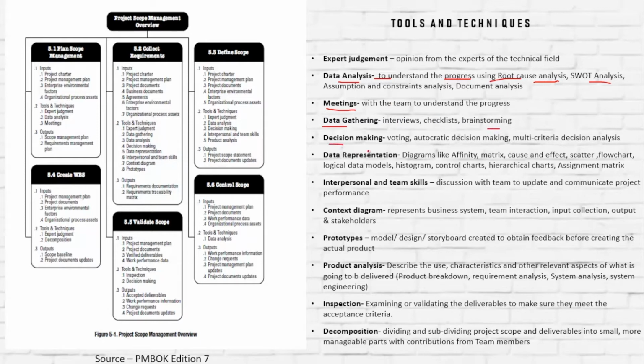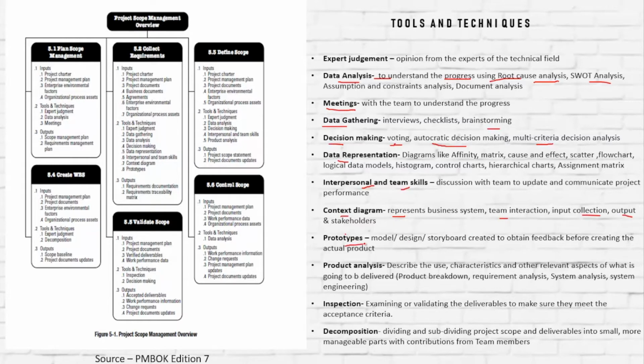Then there is decision making, autocratic decision. You can just make a decision. If you want multiple criteria voting, you can choose any one depending upon the situation. Next one is data representation. Again, we use different kinds of diagrams to represent the data so that we can understand what's going on. Interpersonal and team skills are useful when there is a discussion with the team to update and communicate the project performance. Context diagram represents business system, team interaction, input collection, output, and stakeholder.